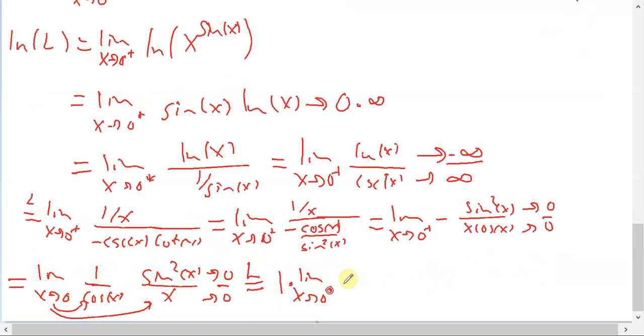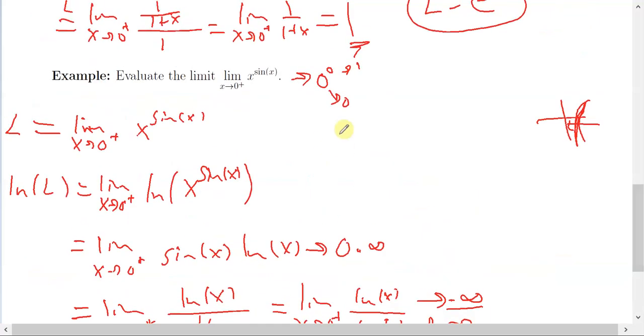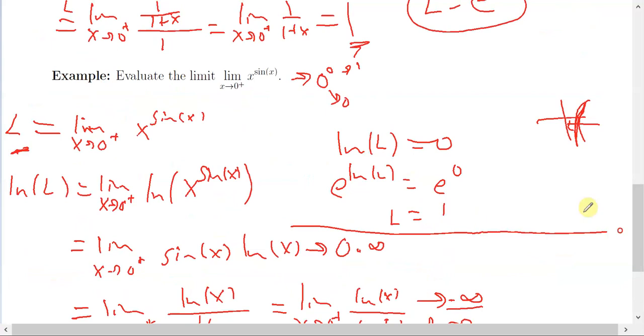I get the limit as x goes to 0. Derivative of sine squared is 2 sine times the derivative of sine, which is cosine. And the derivative of x is 1. So finally, I've got it, because as x goes to 0, I no longer get a 0 in the denominator. I get 0. And so remember, that's not the answer. That's natural log of L is 0. To get back to L, I take e of both sides, and that tells me that L is 1. So the original limit here turned out to be 1. So in some sense, the exponent won this race.